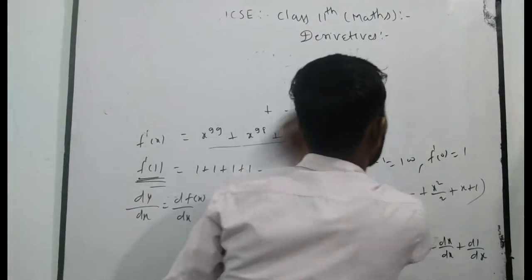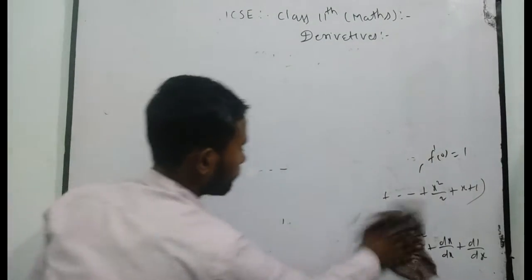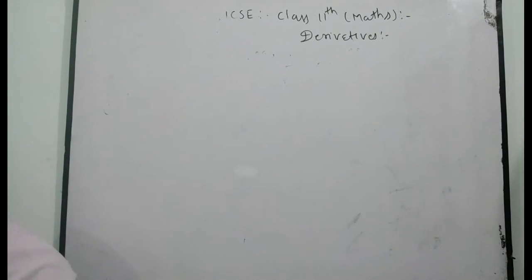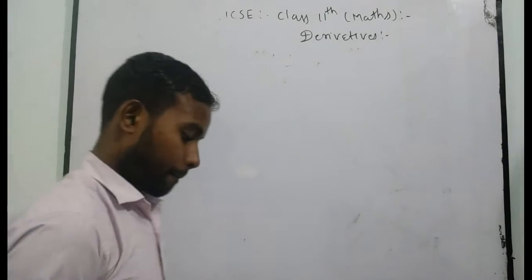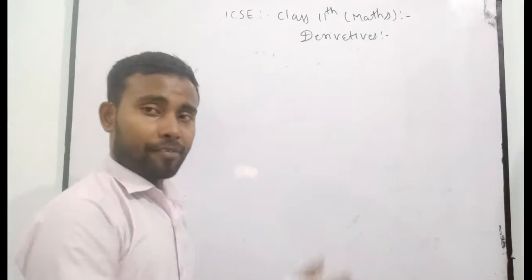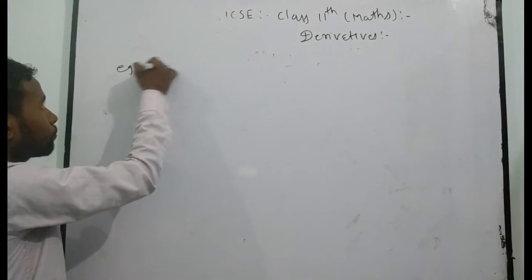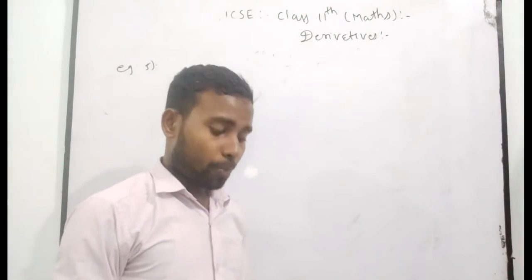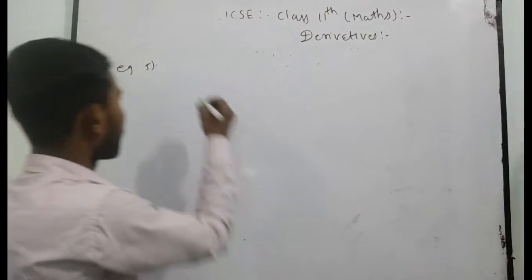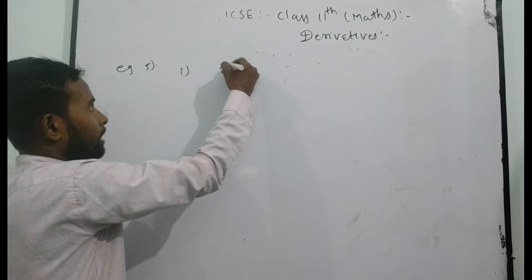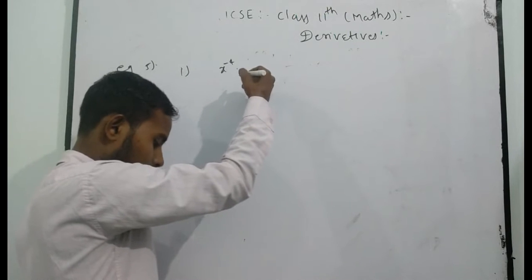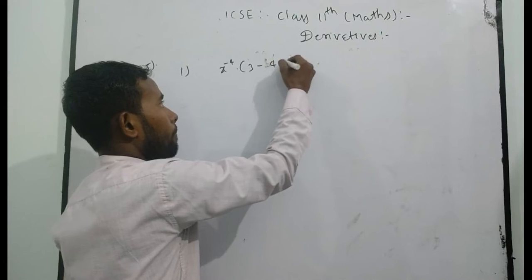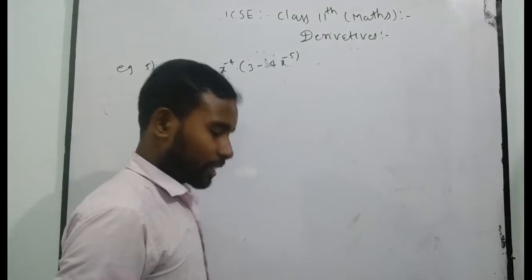Now I will take the next problem for you. See, example 5. Find the derivative of the following functions. First will be x to the power minus 4 into 3 minus 4 into x to the power minus 5. You have to find the derivative of this function.